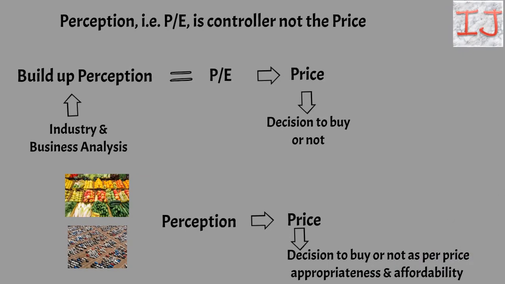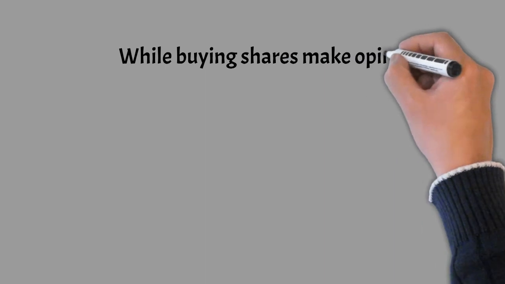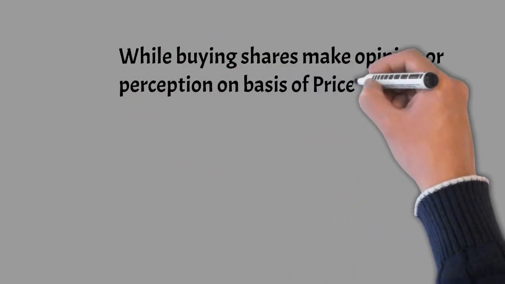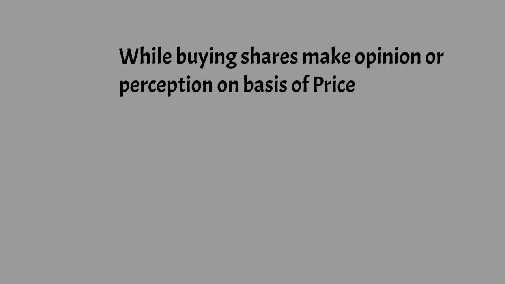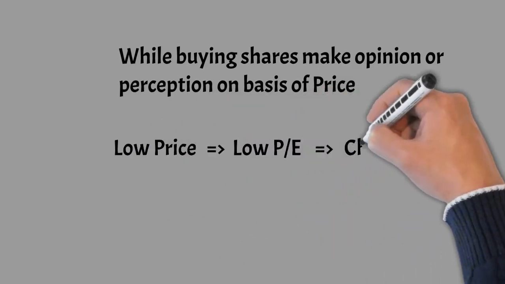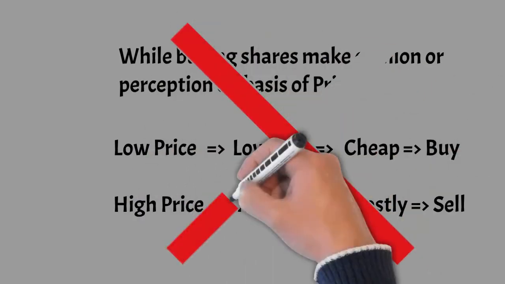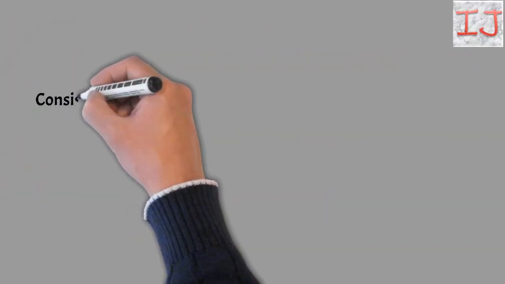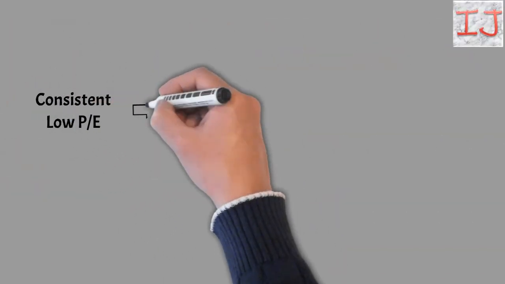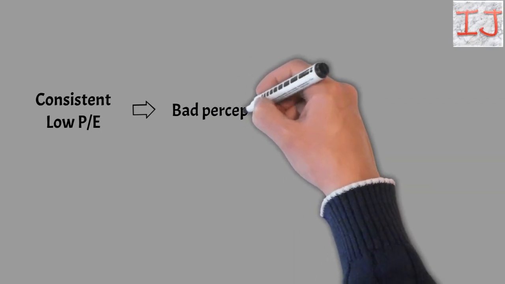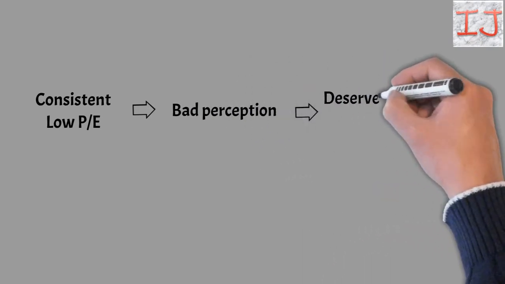But while buying shares, we, especially retail investors, do the exact opposite. We just look at the price and PE and form an opinion on whether it is costly or cheap. If it is a low PE, we buy, else we do not. Companies with a low PE are not always a good investment. In fact, if they have a low PE consistently, it may mean there is a bad perception about the company.